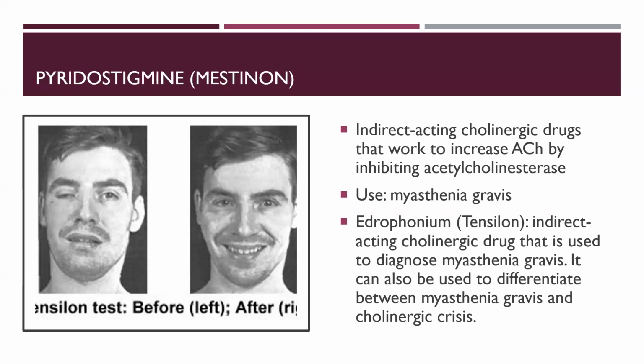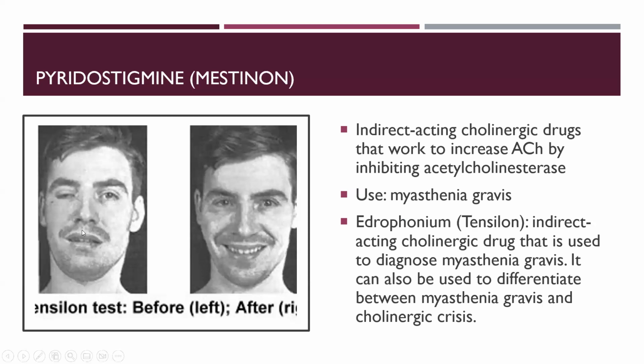So your pyridostigmine is an indirect acting cholinergic drug that's used to increase acetylcholine by inhibiting acetylcholinesterase. Its use is myasthenia gravis. Tensilon, or the generic name edrophonium, is an indirect acting cholinergic drug that's used to diagnose myasthenia gravis. What's neat about this Tensilon test is they will give the patient a dose of this medication, and if the myasthenia gravis, like the ptosis of the eye, fixes itself, then they can diagnose them with myasthenia gravis.